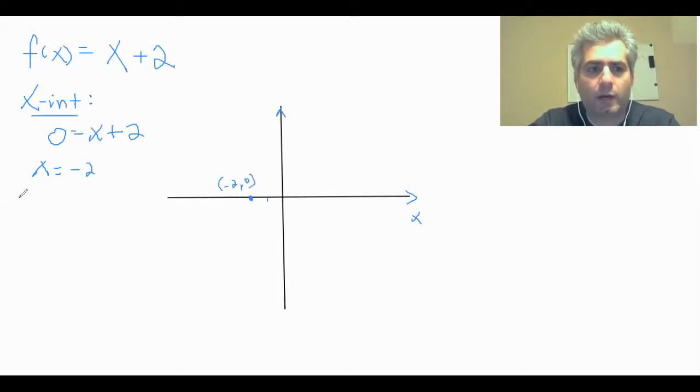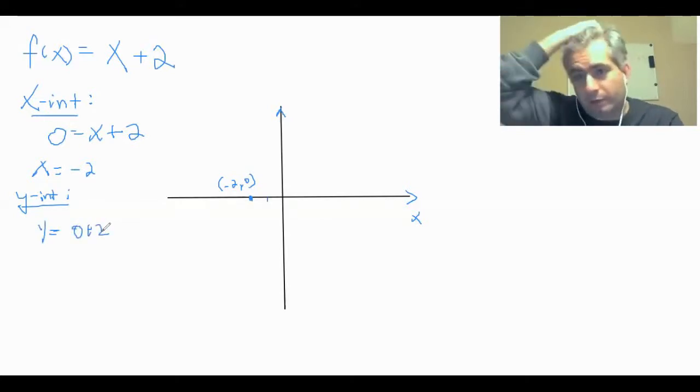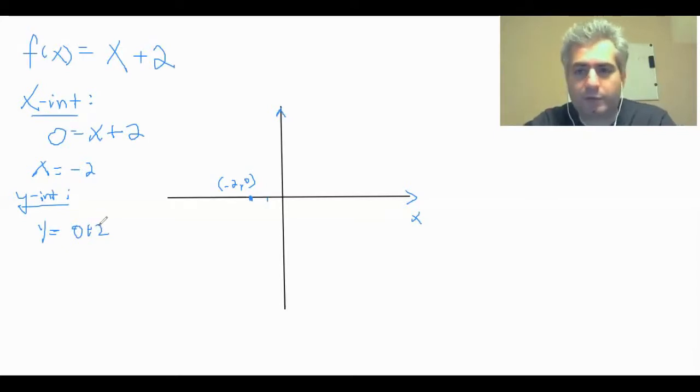And then we're going to find the y-intercept. For the y-intercept, we have to set x equal to 0 to solve for y. So basically we look for y equals 0 plus 2. And if you know the y equals mx plus b formula, which you're probably very familiar with now from your previous high school years, your y-intercept now is 0 comma 2. So pass through here.